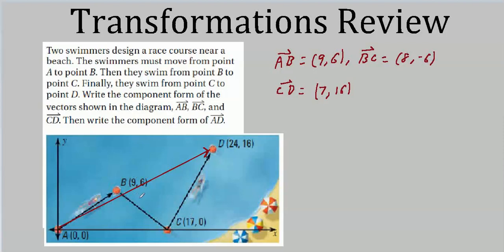We can even write it in. 8, minus 6. That's this vector. And this one here, well, our x-coordinate increased, went to the right from 17 to 24. Well, that's an increase of 7 units. And it went up from 0 to 16, which is obviously an increase of 16 units. And that makes this our new vector, or our displacement, really the same thing, 7, 16.